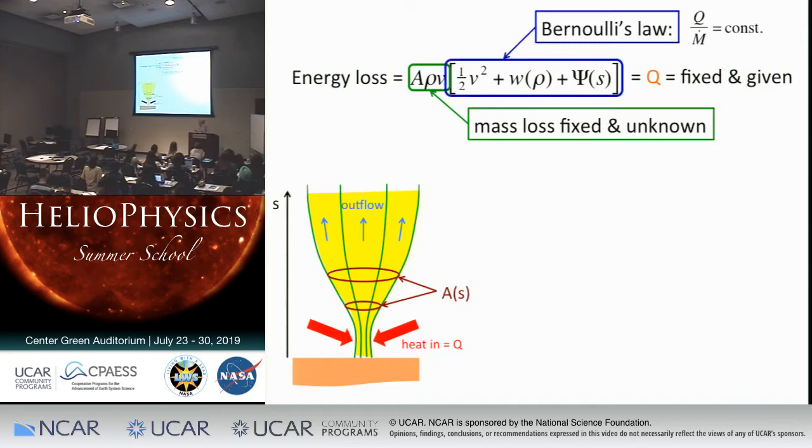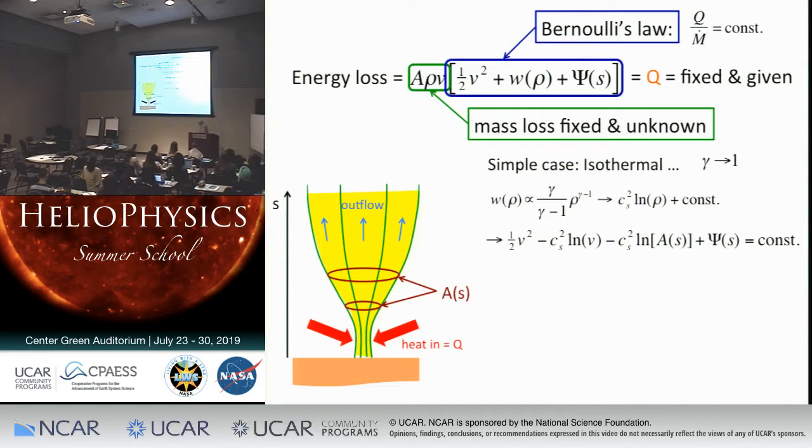This is actually Bernoulli's law, for those of you who remember more basic hydrodynamics. It probably wasn't written this way when you first saw it in freshman year, but it's basically the kinetic energy per unit mass, the enthalpy per unit mass, and the potential energy per unit mass. Psi is the gravitational potential energy. So that's what must be constant if you imagine.